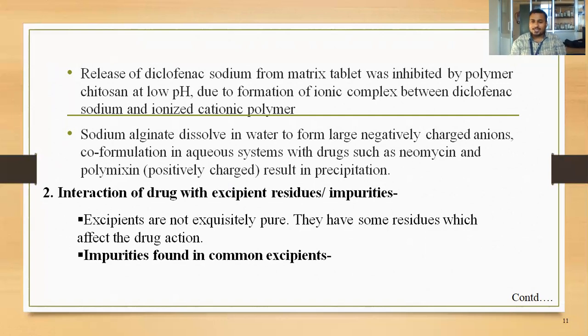What is the interaction? It forms an ionic complex between diclofenac sodium and the ionized cationic polymer. It shows some interaction; it forms an ionic complex. These are examples of excipients with the API that show chemical interaction. Next, another example: sodium alginate dissolves in water to form a large negatively charged anion.